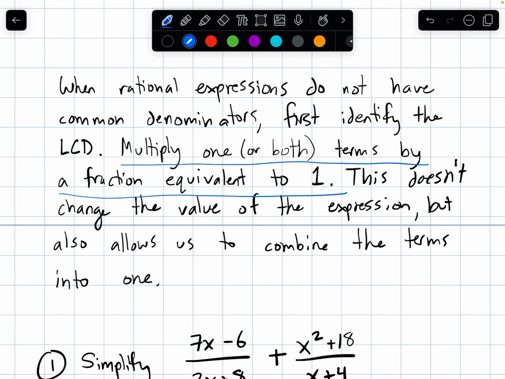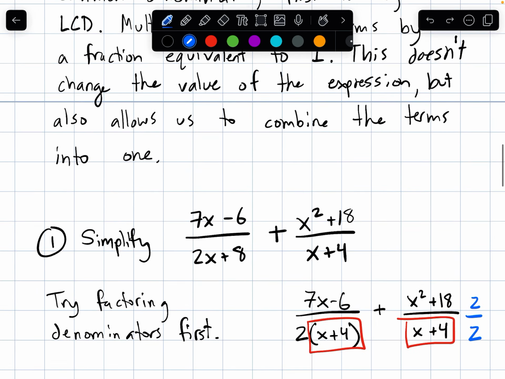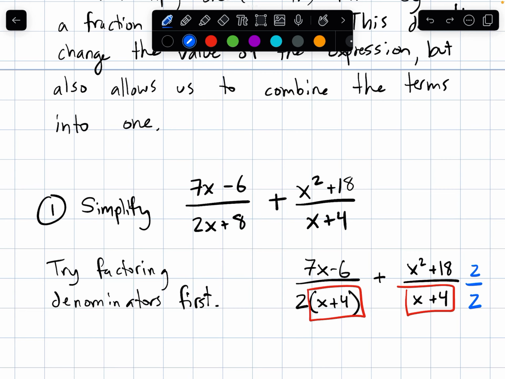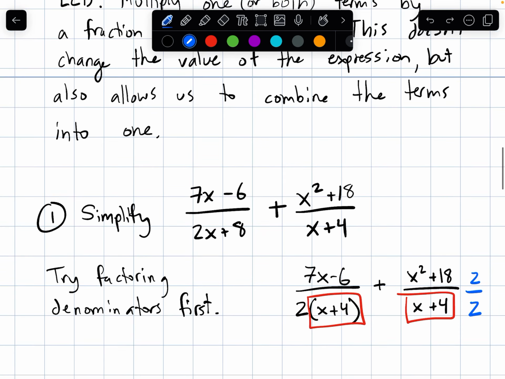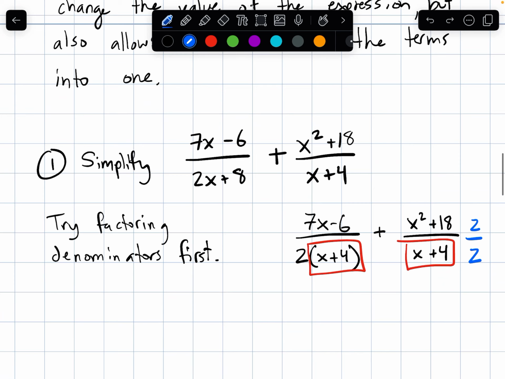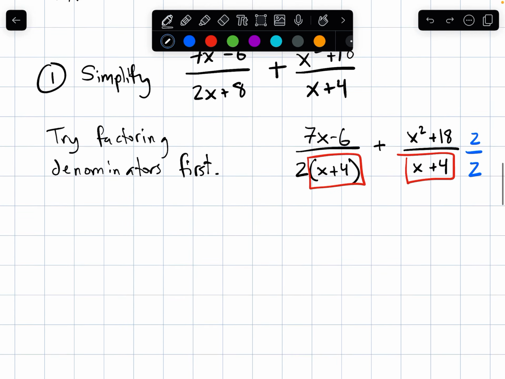You're going to multiply one or both terms by a fraction equivalent to 1. And in this case, we only have to multiply one of them, but again, this fraction is equal to 1, so I'm not changing the value. I'm changing how it looks, but we're not changing the value at all. All right? So this is going to be helpful because now it's going to allow us to combine all these terms into one.